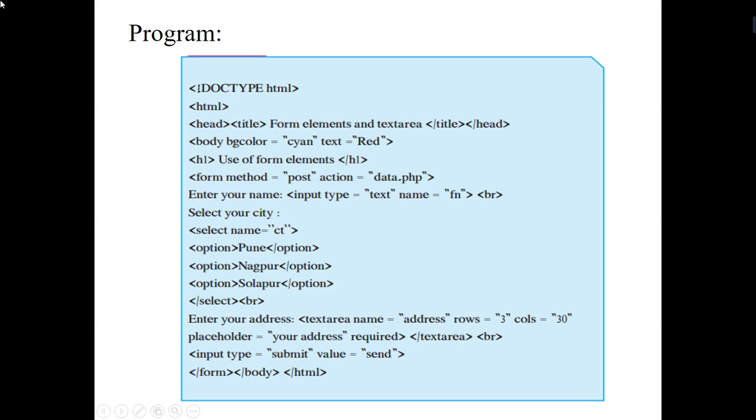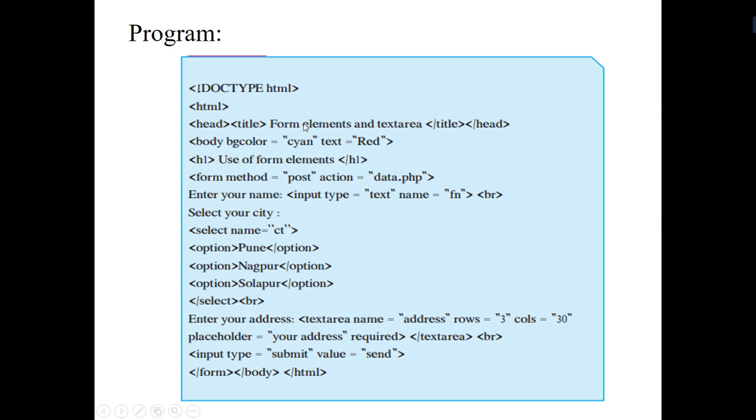Hello students, today we will start with the next program, that is the program for creating the form elements and text area. In this we will create the text area for the address, and again we will create a drop down list and we will select the different options from the given list. Okay, so now today we are going to study.